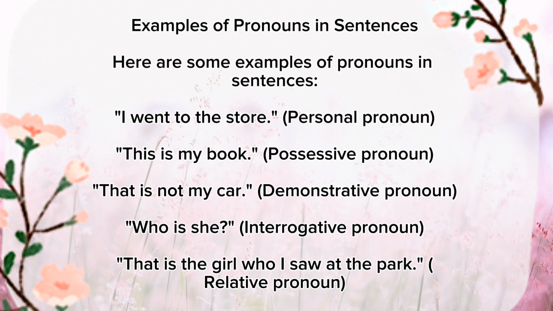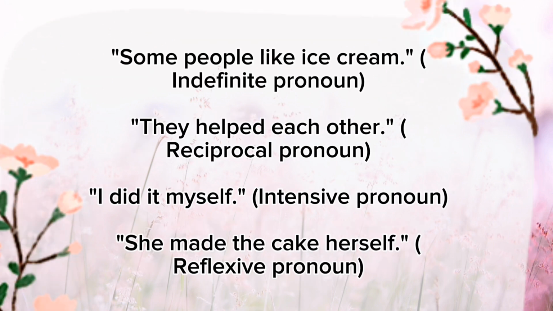Here are some examples of pronouns and sentences. I went to the store. Personal pronoun. This is my book. Possessive pronoun. That is not my car. Demonstrative pronoun. Who is she? Interrogative pronoun. That is the girl who I saw at the park. Relative pronoun. Some people like ice cream. Indefinite pronoun. They helped each other. Reciprocal pronoun. I did it myself. Intensive pronoun. She made the cake herself. Reflexive pronoun.